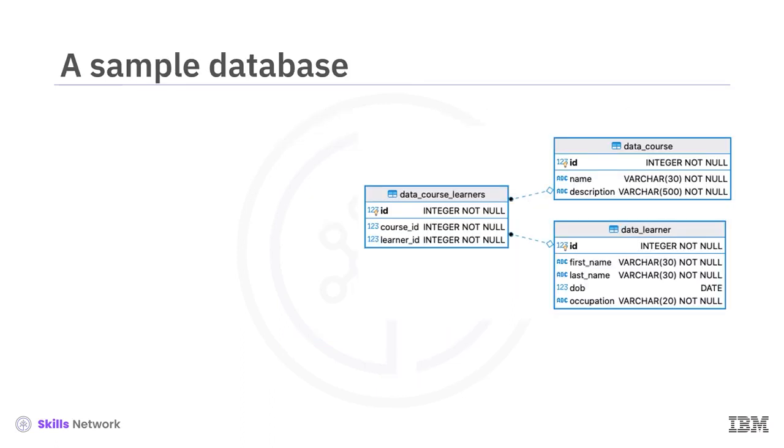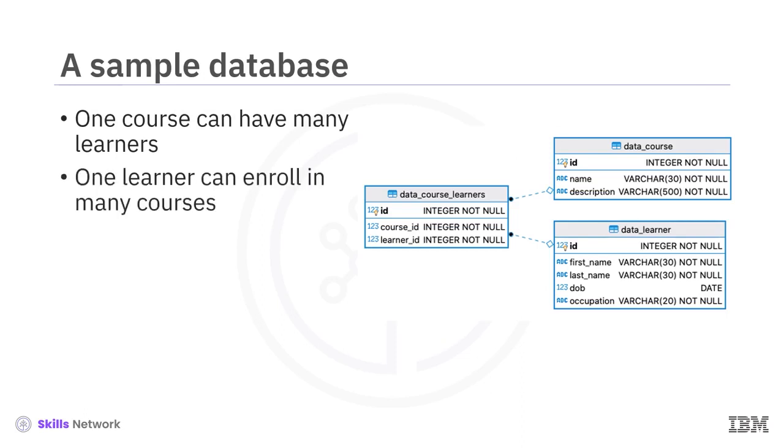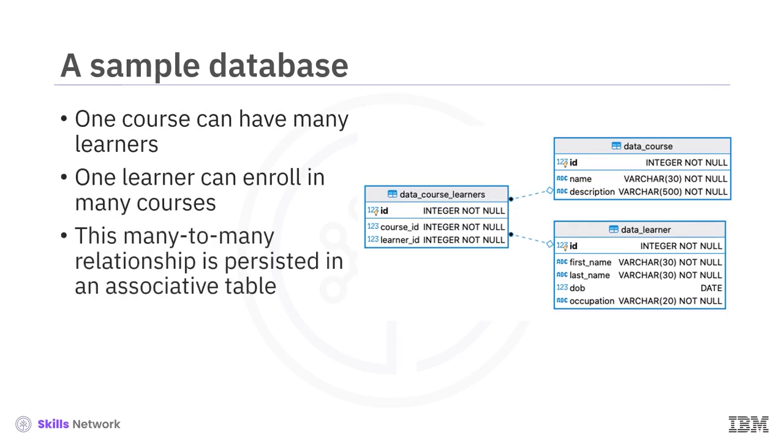This online course database contains only two entries, course and learner. The relationship between them is many to many. One course can have many learners enrolled, and one learner can enroll in many courses. This relationship is persisted in an associative table.